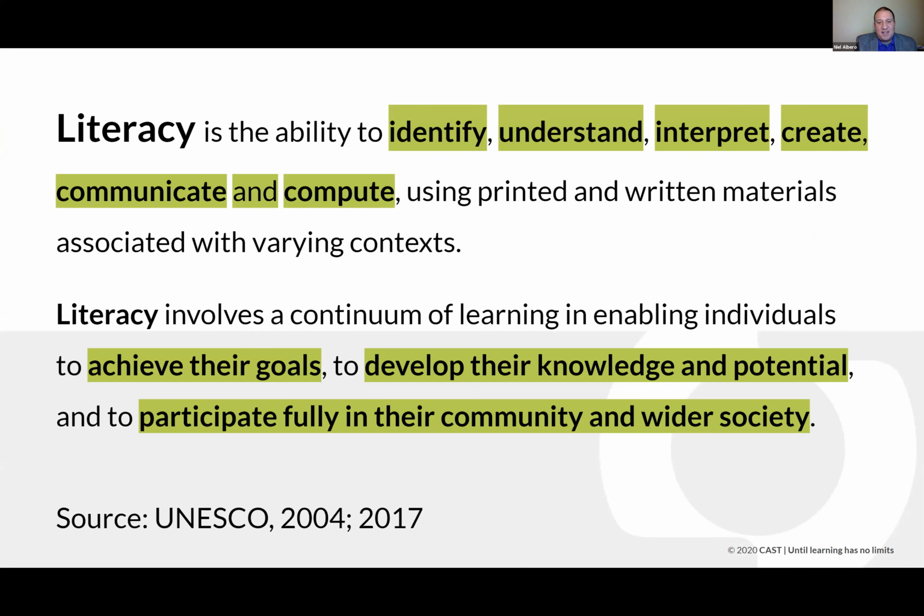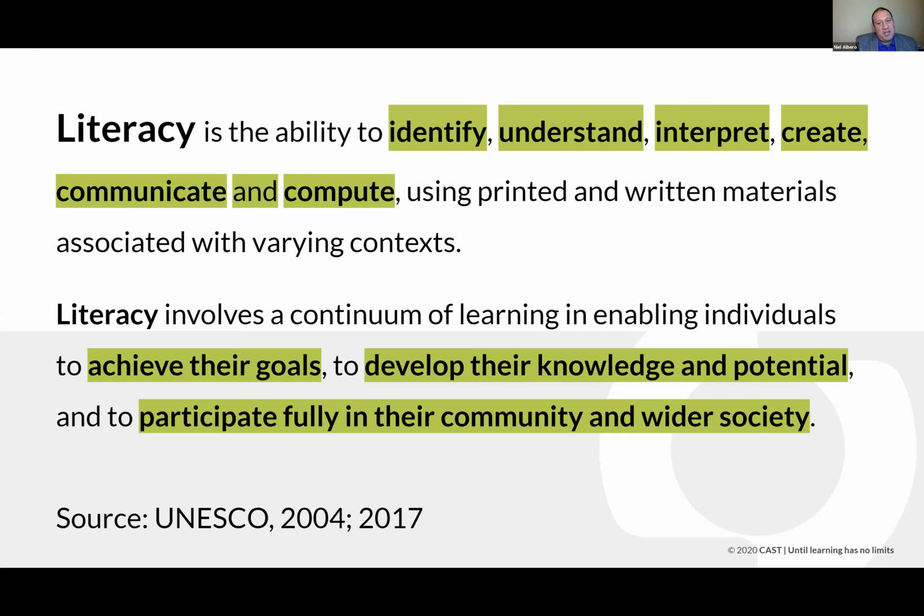So literacy is, and this definition comes from UNESCO, which is the United Nations Educational, Scientific, and Cultural Organization. There are also some resources in here around this definition from the National Council of Teachers of English, and you can definitely check that out in the resource document. But what we want to focus on here, literacy is the ability to identify, understand, interpret, create, communicate, and compute using printed and written materials associated with varying contexts. And we know that varying context is so alive right now.